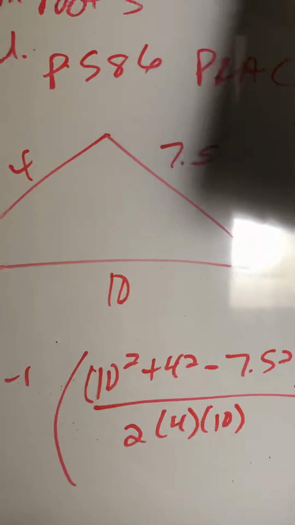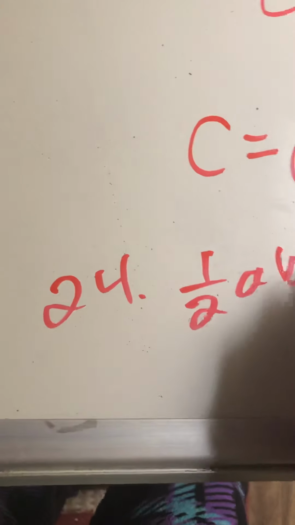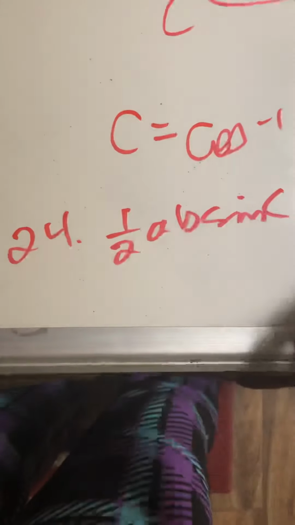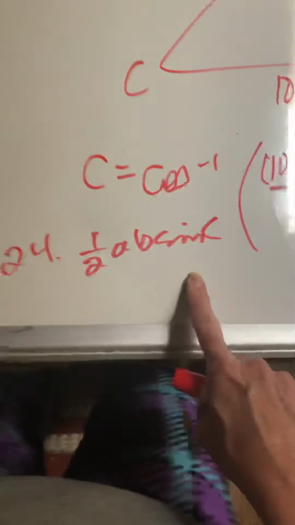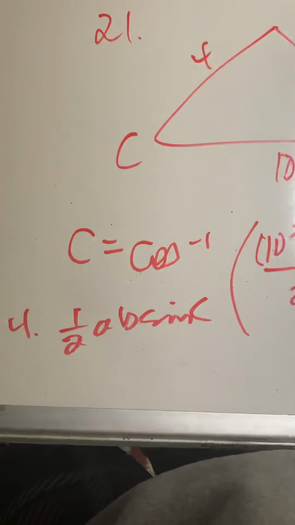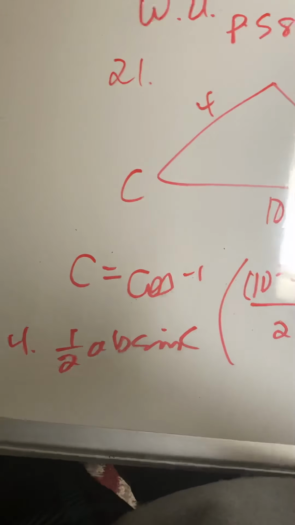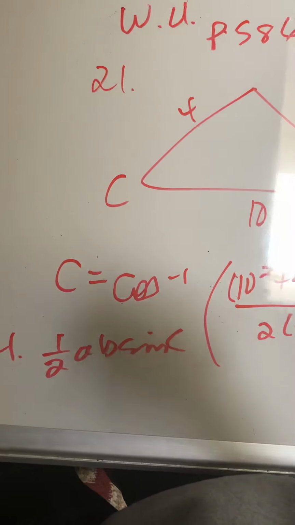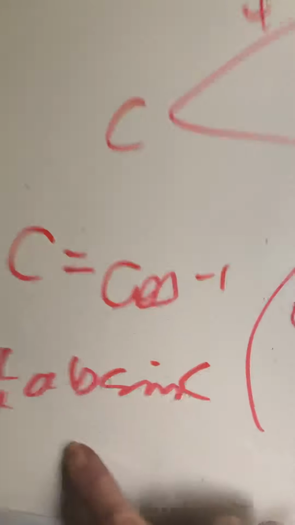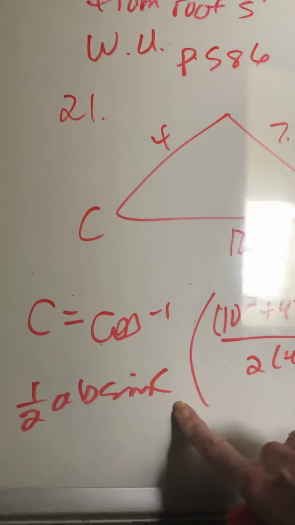Number 22 shouldn't be a big deal. On 24, this is where you use the 1/2 AB sine C. It's that special formula. You're given the two sides around an angle, and so you use this formula to find the area. Sorry, you're finding the area on 24. And you're given two sides and the angle between. So you're given side A and side C, and you're given angle B. So this still works. You put your two sides and your angle here.